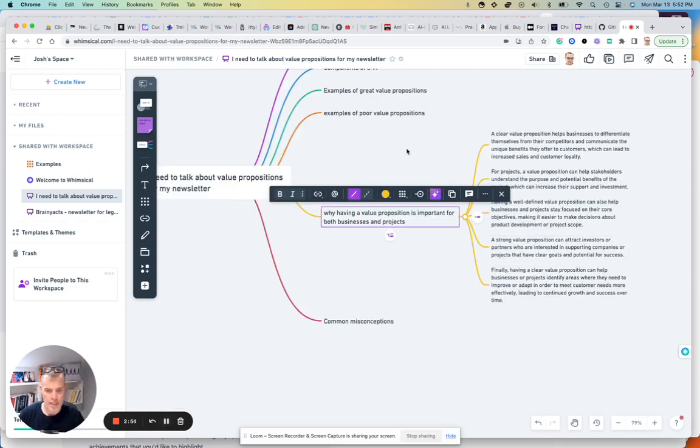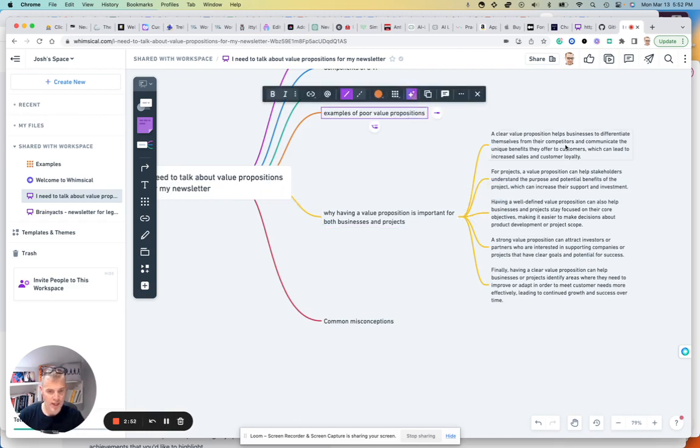Okay, so it basically came up with a clearer value proposition to help businesses differentiate themselves. Yes. For projects, a value proposition can help stakeholders understand the purpose. Yes. Having a well-defined value proposition can also help businesses and projects stay focused on the core objectives. Very good. So this actually did a really good job.